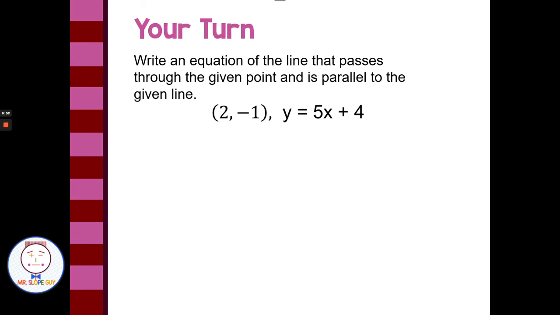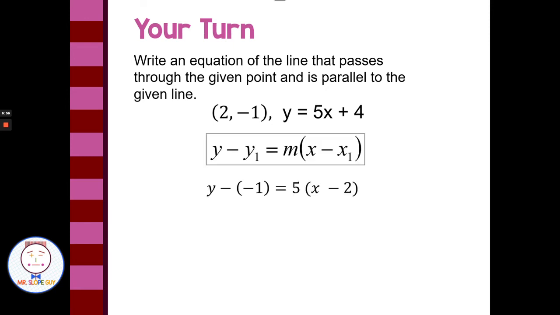Okay, welcome back. So when we talk about writing equations, we're talking about point-slope form: y minus y1 equals m times x minus x1. And if we want to use the slope parallel to this equation, that means we're going to use the same slope. So the same slope of 5 is our m, and the given point (2, -1) can be our x1, y1. And technically this is an equation, and that's all they asked for.